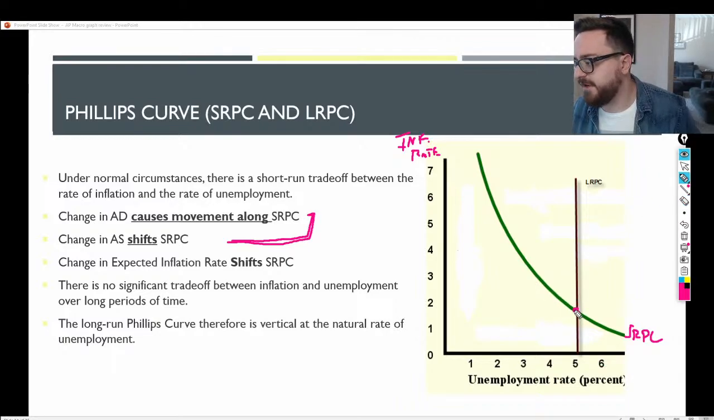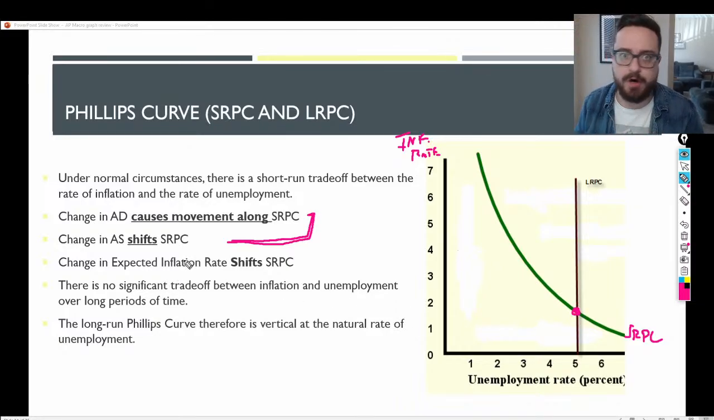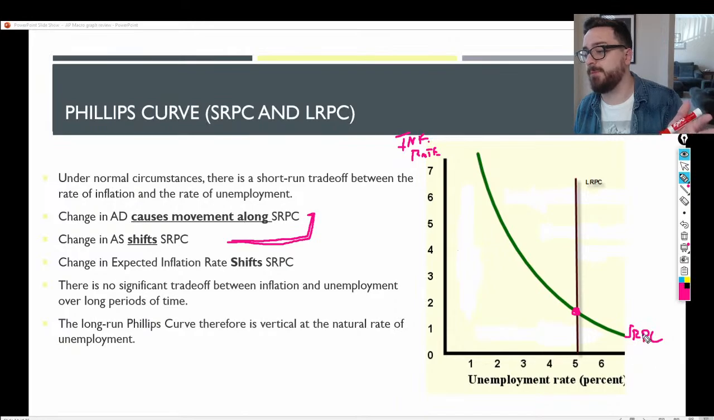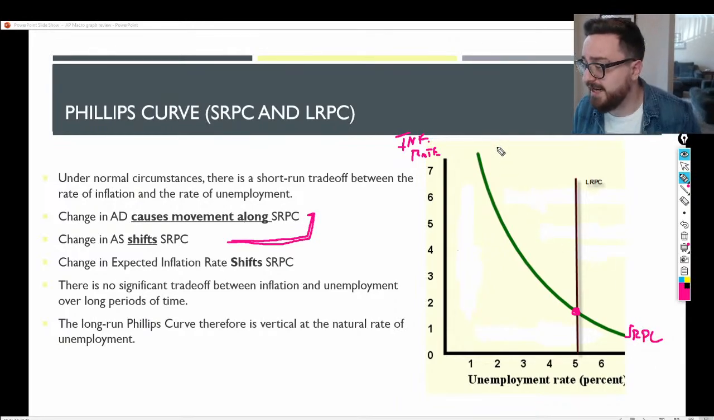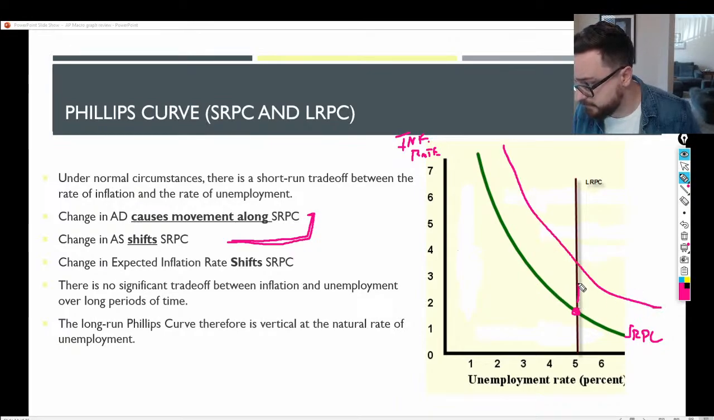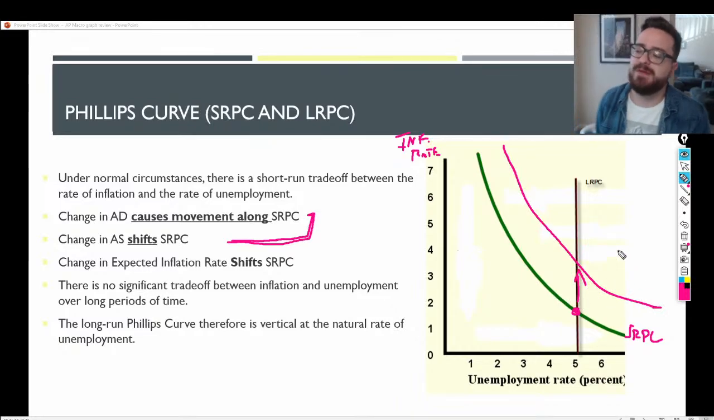And this one is fairly simple. If we expect more inflation, we will cause more inflation regardless of whatever unemployment rate is at. If our unemployment rate is really low and you tell me there's a bunch more inflation happening, I'm going to spend more. If unemployment rate is really high and you tell me there's a bunch of inflation, I'm still going to spend more. So if I expect more inflation, I get more inflation across the board. So I would shift my SRPC up. If I expect less inflation, I would shift my SRPC down. That's it.